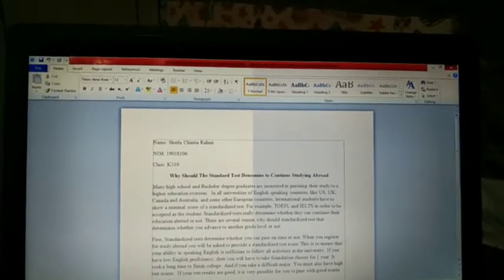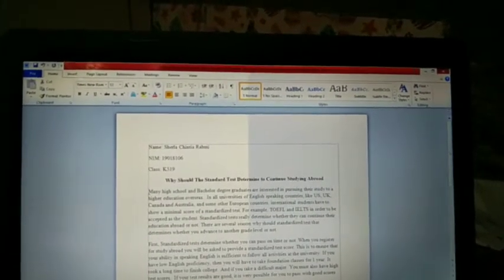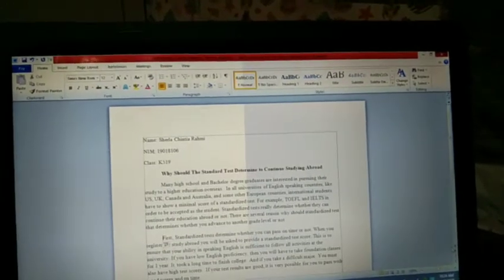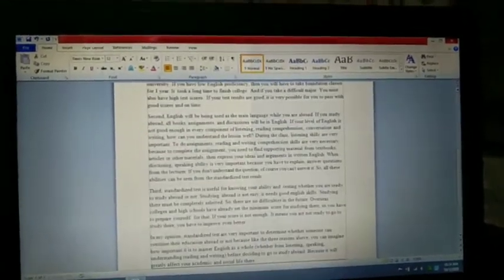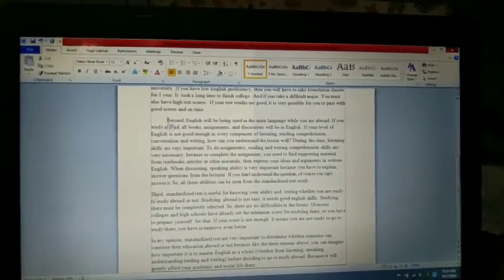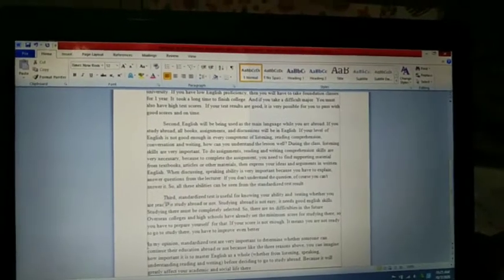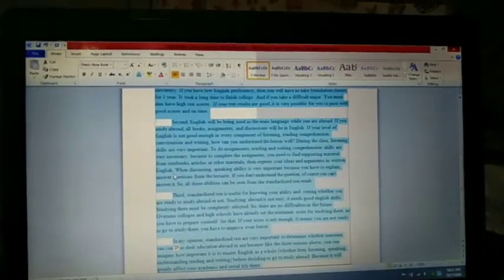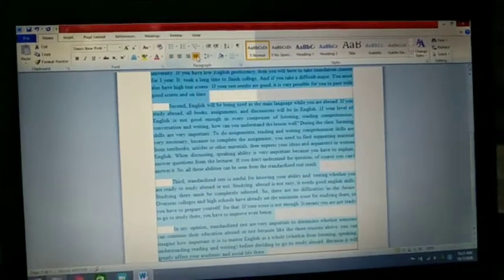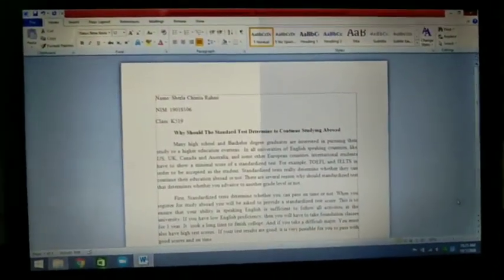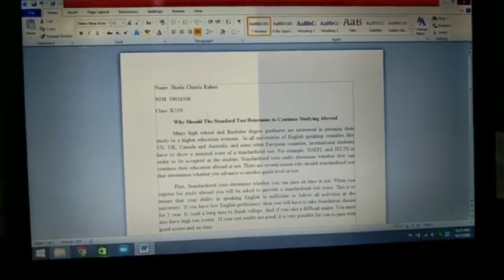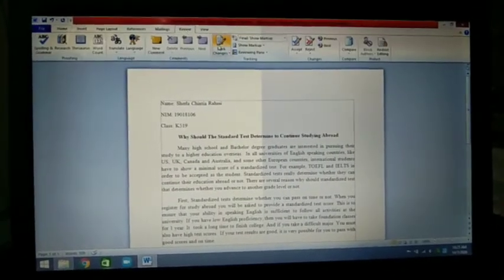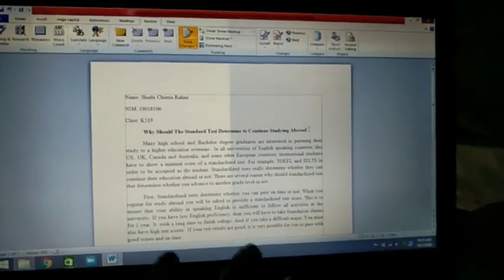The first thing that is disturbing my eyes is that at the initial of a paragraph we need to tab like this. Next we need to do this. Okay, so the title of the essay is "Why should the standard test determine to continue studying abroad?" I need to click Review, Track Changes. We need a question mark.